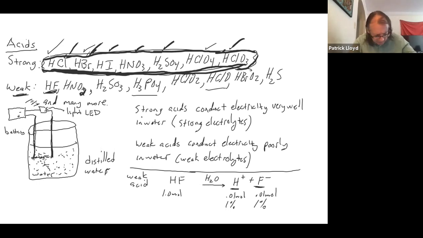On the other hand, if we put HF into the water, we'd only have a tiny bit of H+ and a tiny bit of F-. So it would be mostly HF. So it might dissolve in the water, but it wouldn't form ions in the water. Okay, very small amount of ions.